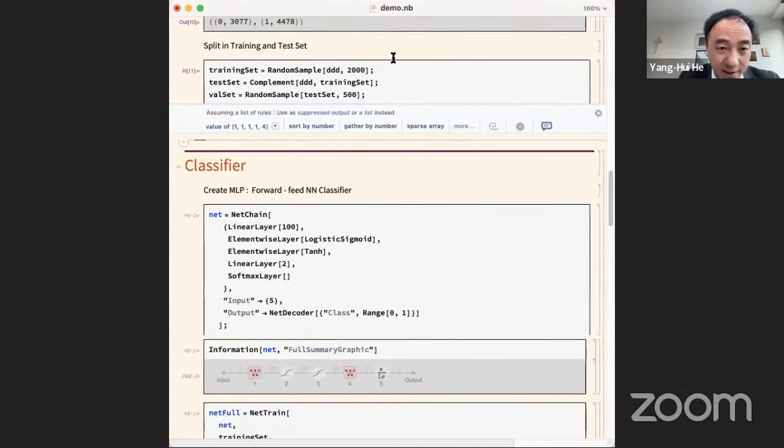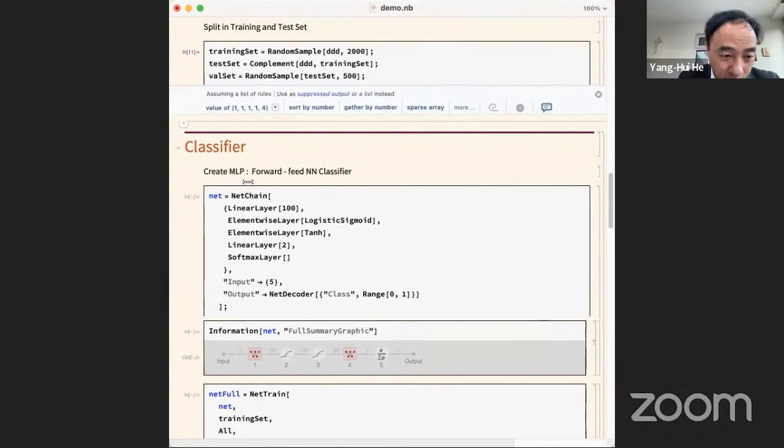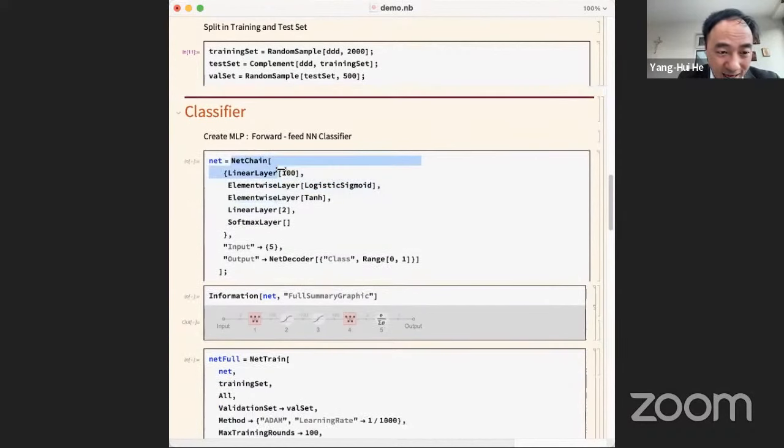So you can see the architecture of my neural network. The command to use is NetChain in Mathematica. There are more sophisticated things called NetGraph, where you have different interconnectivity according to a graph structure. But here, because it's a feed-forward neural network, I'm just going to specify explicitly the forward feeding layers. The universal approximation theorem says that as long as you have enough layers and enough width, you can approximate anything.